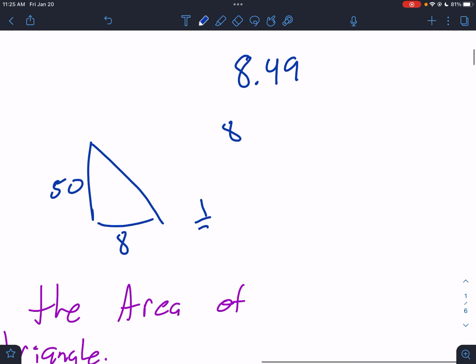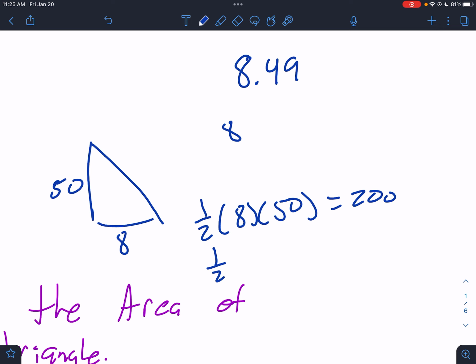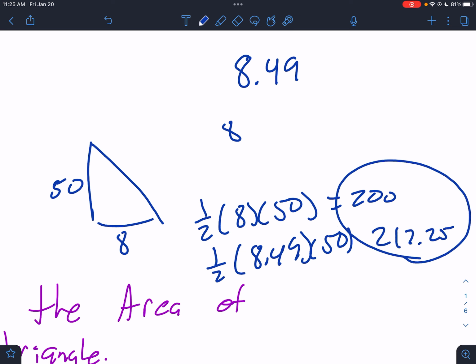Well, if I do 1/2 times 8 times 50, I get 200. But what if I had done 1/2 times 8.49 times 50? Let me type that in. 1/2 times 8.49 times 50. That is 212.25. Look how far away I am.